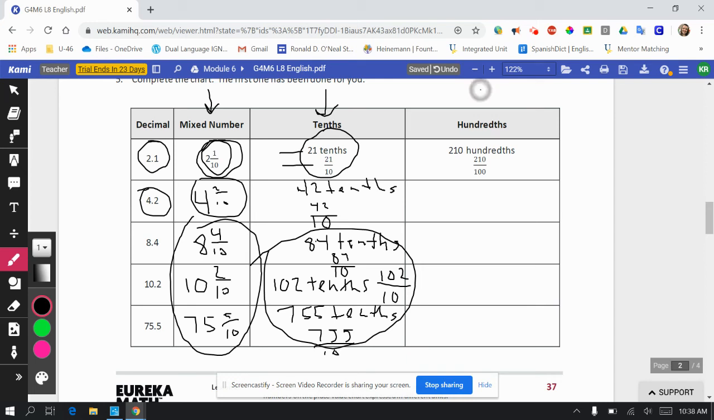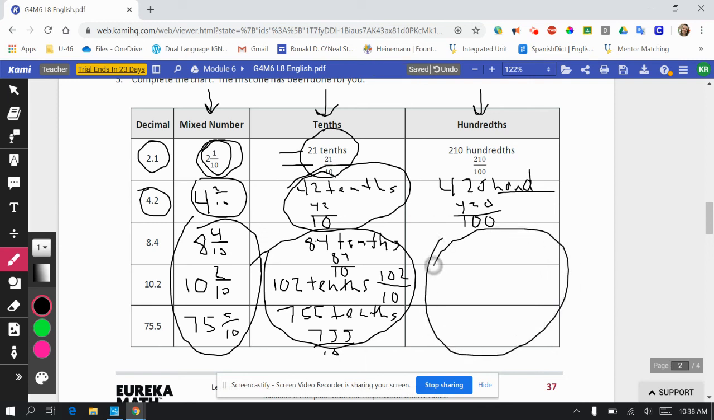All right, once you've checked your answers, ready for the hundredths. So we have our 42 tenths, and now I need to turn that into 420 hundredths. Again, we're just practicing writing the same thing in lots of different ways, which is okay. It's making us flexible learners. 420 over 100. I am just writing hund. You get what I mean. Go ahead and do those last 3. Pause this video, come back and check your answers.